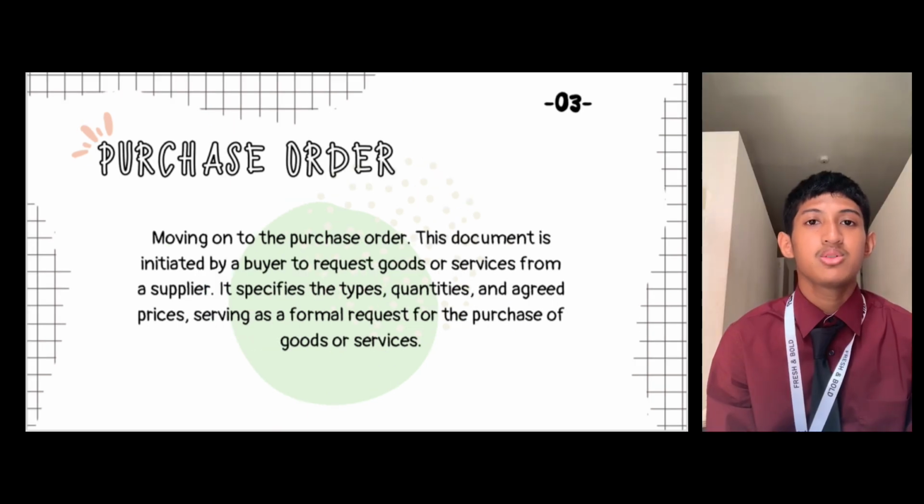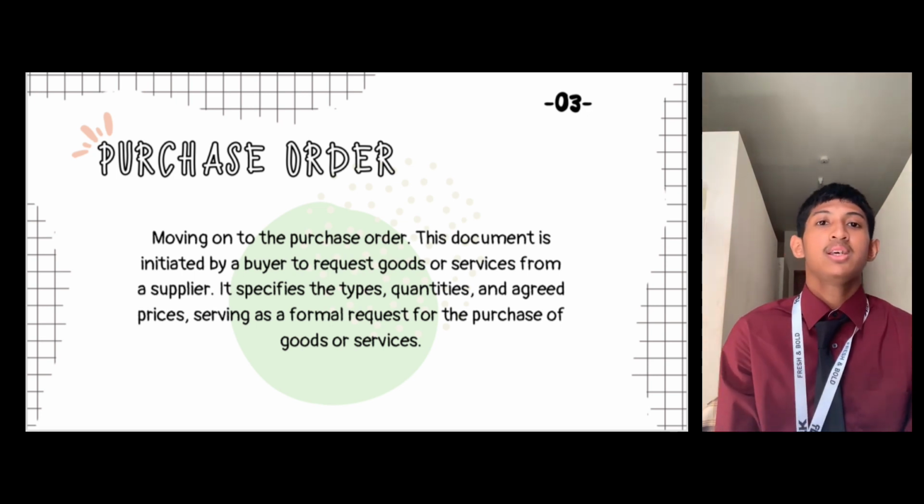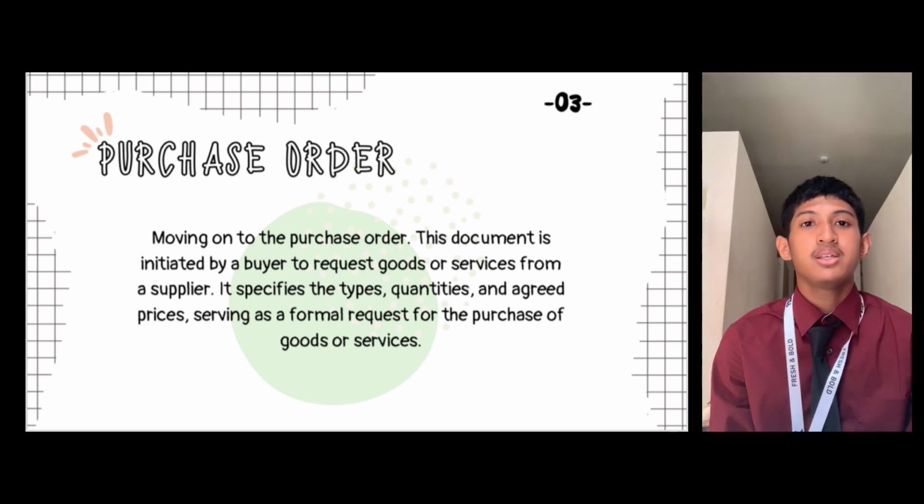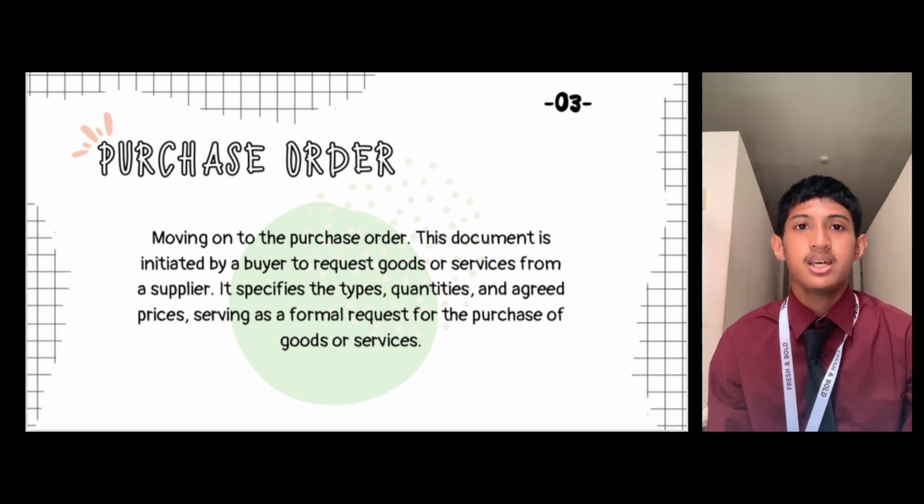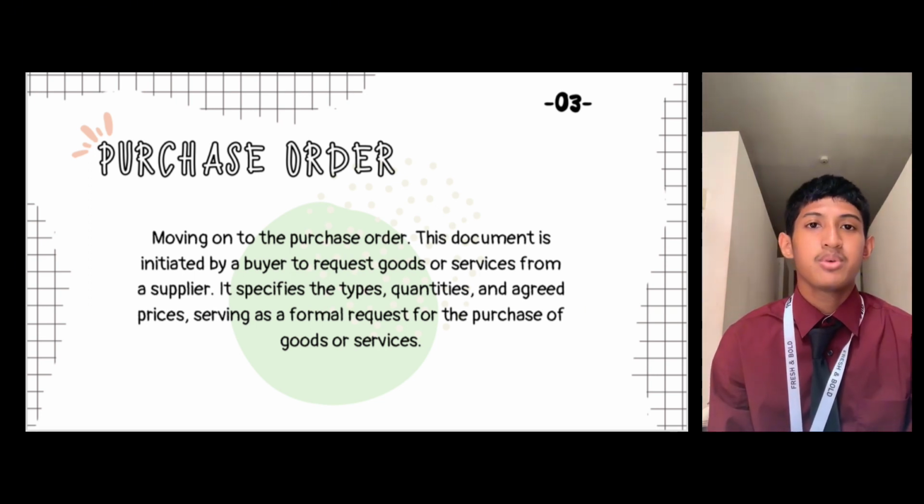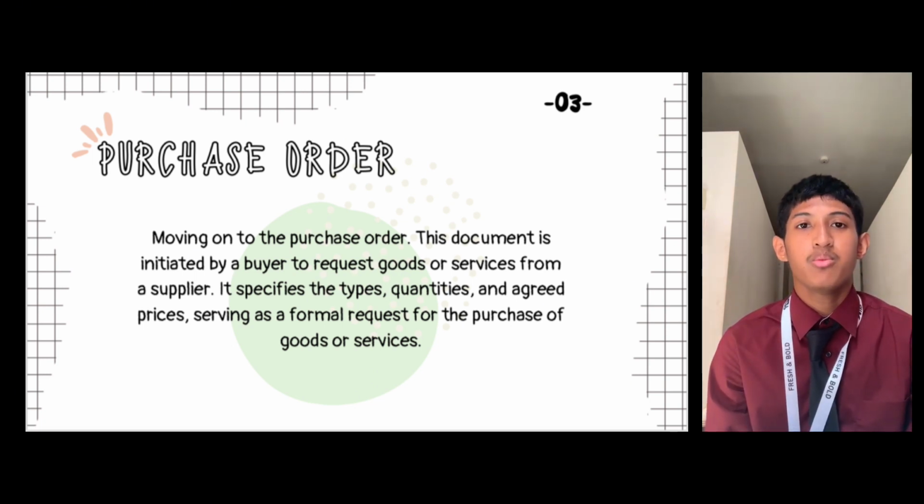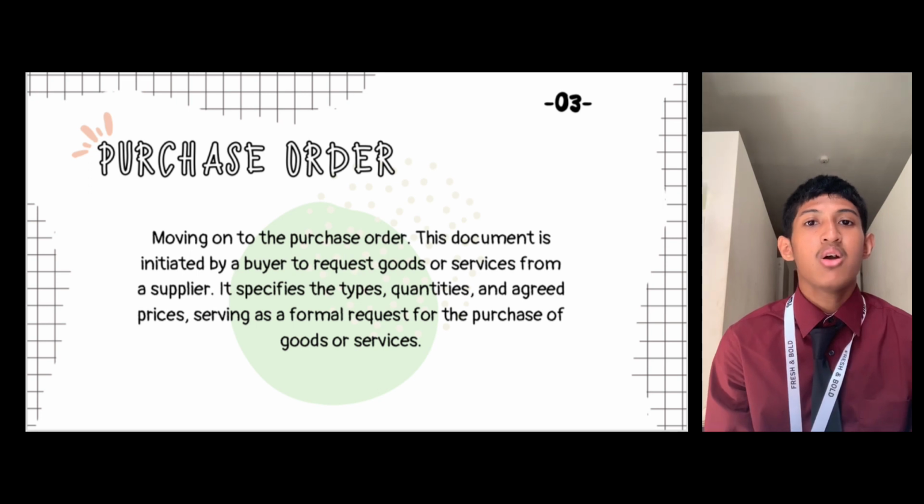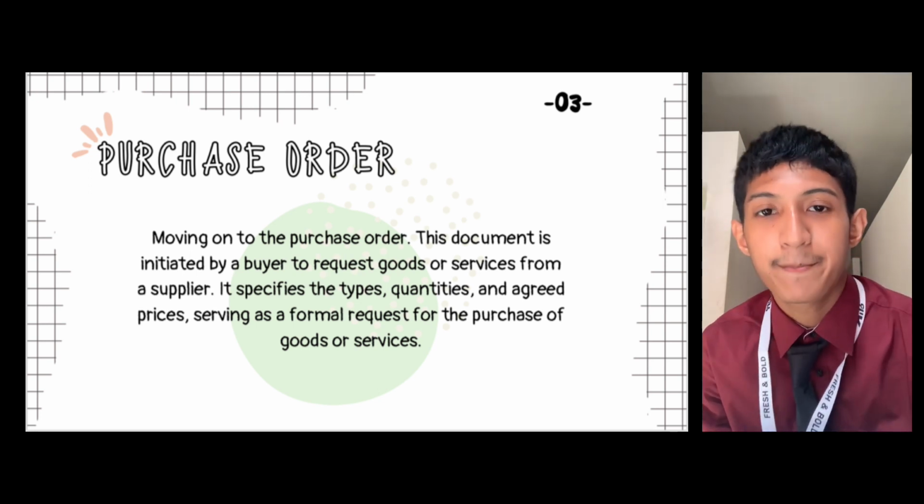On to the purchase order. This document is initiated by a buyer to request goods or services from a supplier. It specifies the type, quantity, and agreed price, serving as a formal request for the purchase of goods or services.